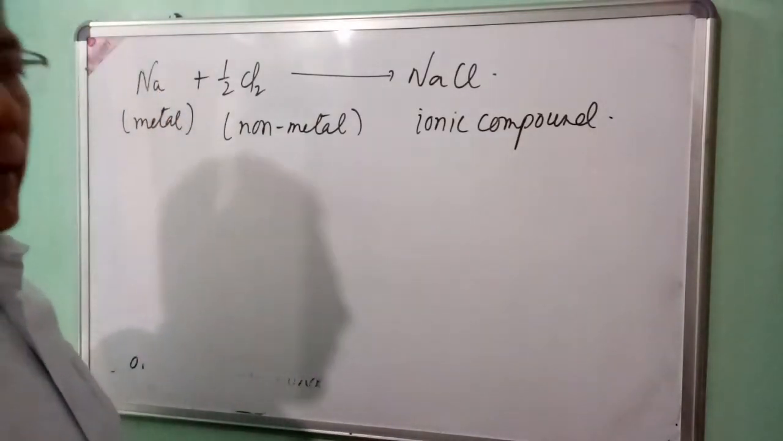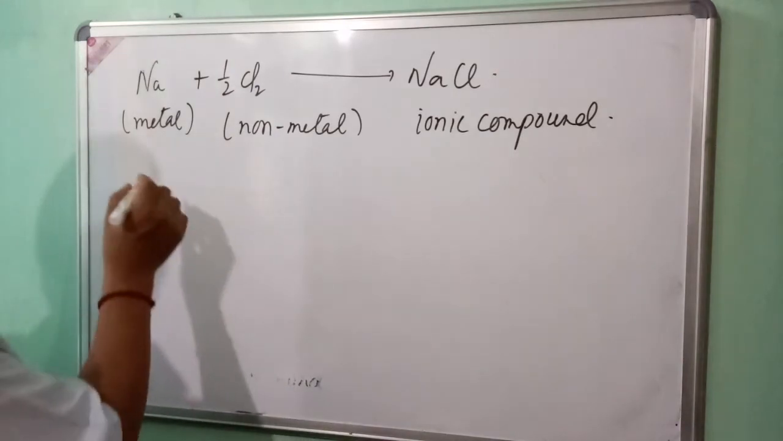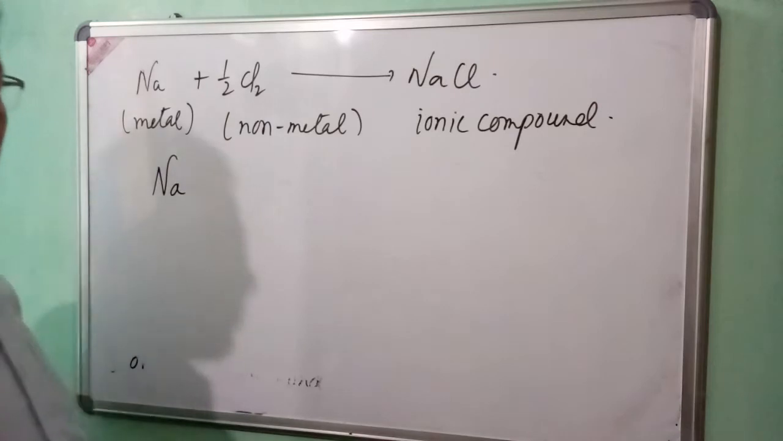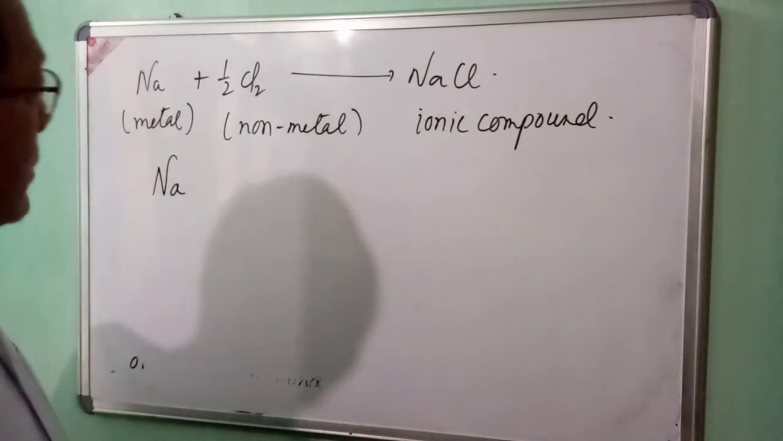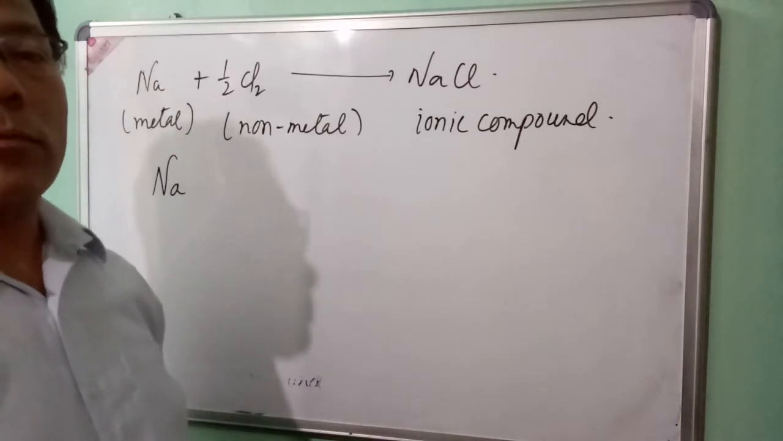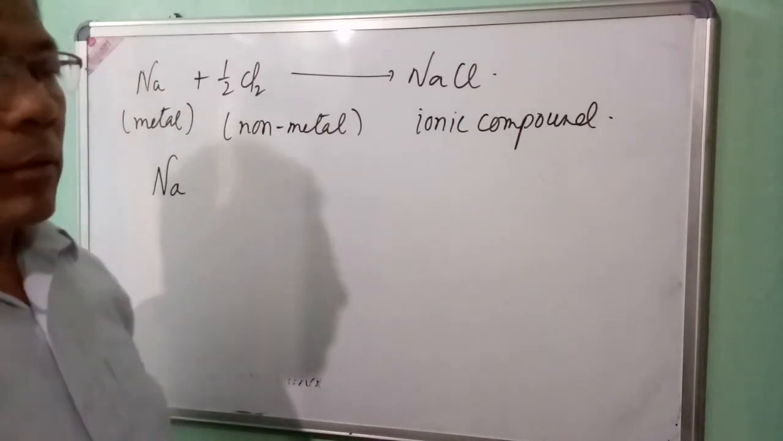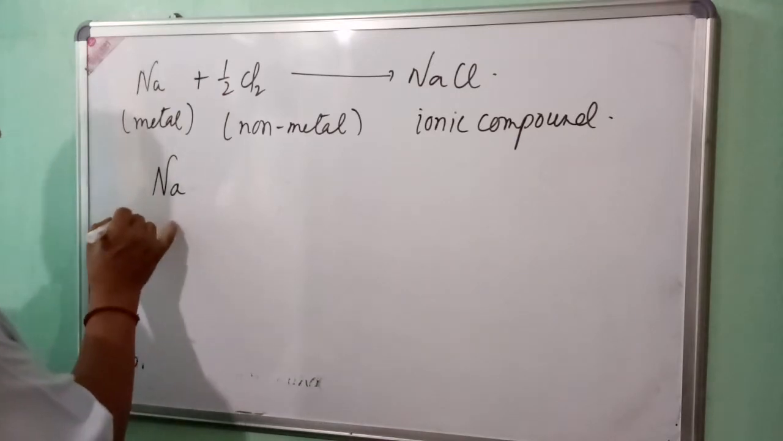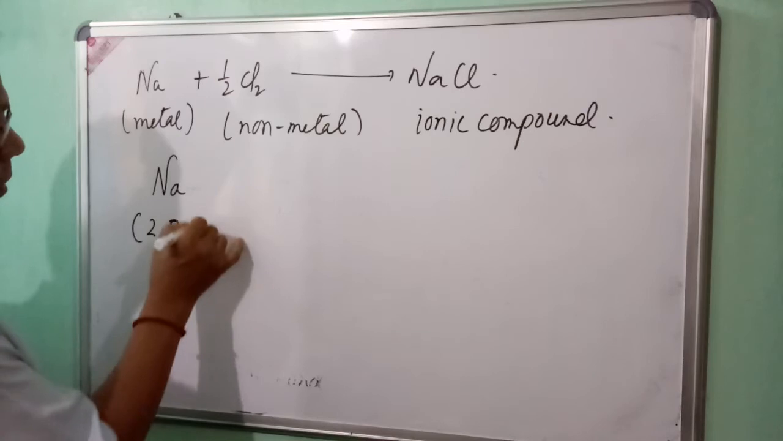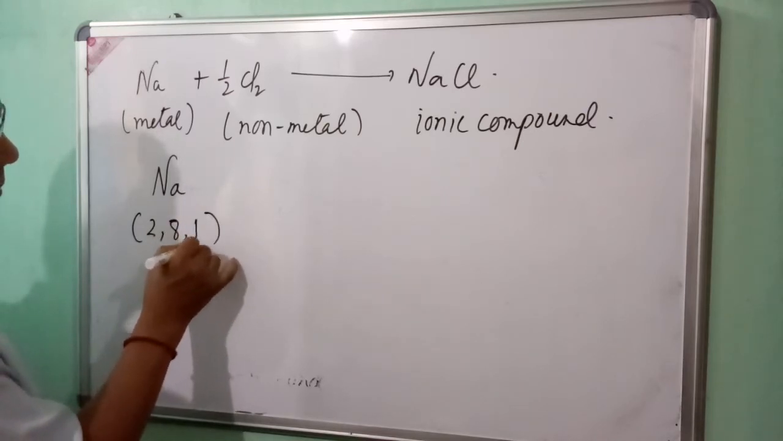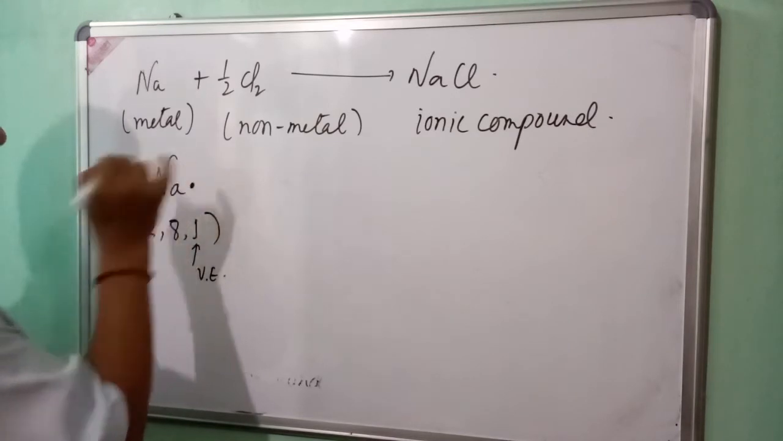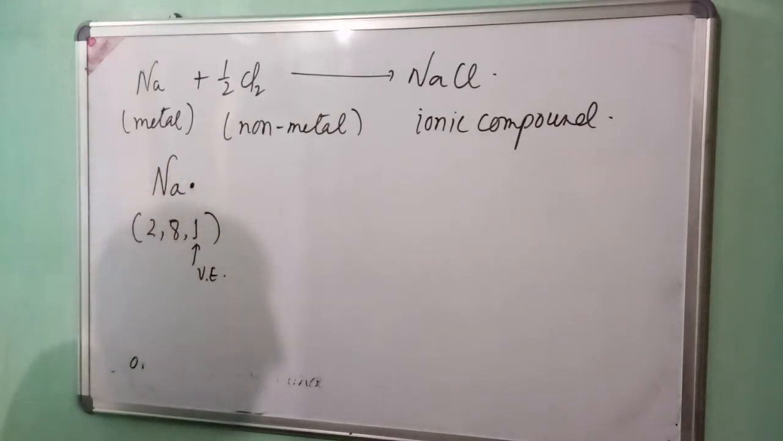So first we have to write the Lewis symbol of sodium. In the Lewis symbol, only the valence electrons are involved in the bond formation, so we draw the Lewis symbol of each respective atom. Here the electronic configuration of sodium is 2, 8, 1. So the valence electron of sodium is 1, and in the Lewis symbol of sodium the dot represents the electron.